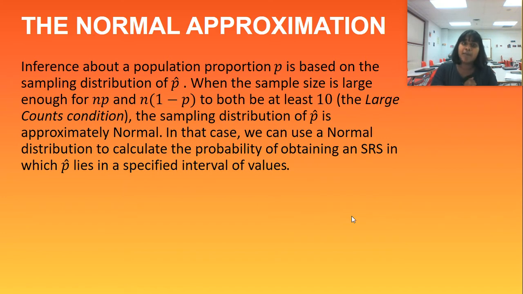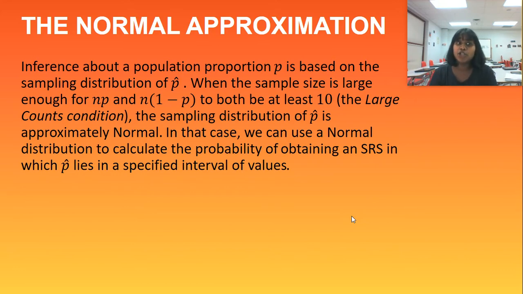So, inference about a population proportion p is based on the sampling distribution of p-hat. If I'm looking at lots and lots of simulations and their p-hat values based off of the sampling distribution, lots and lots of samples, then inference about the original p is based off of that information. So I'm just breaking down this paragraph.